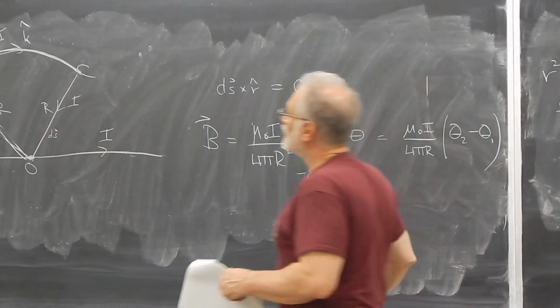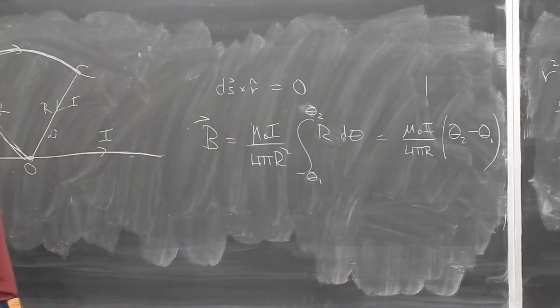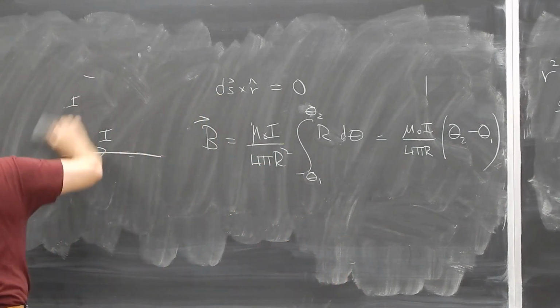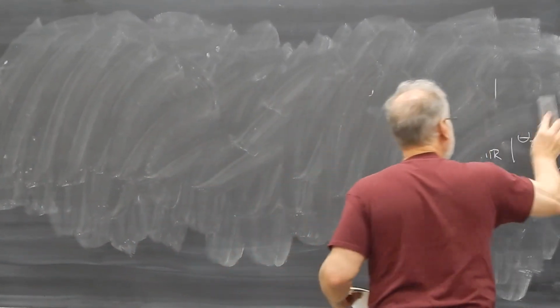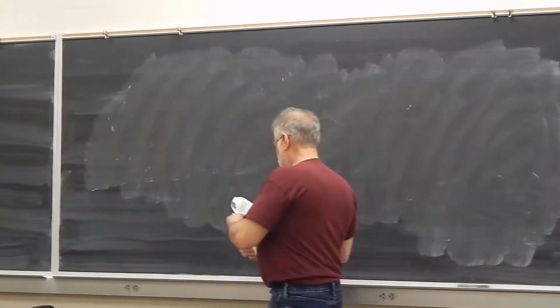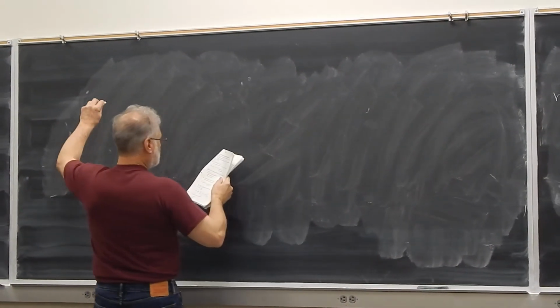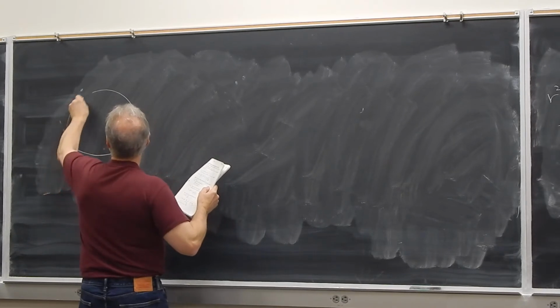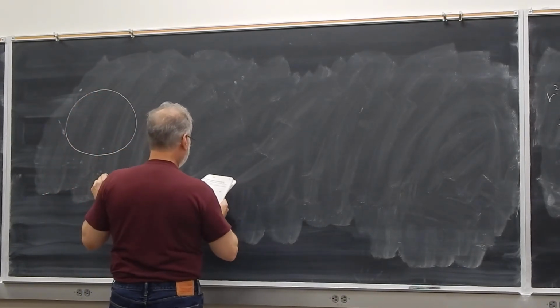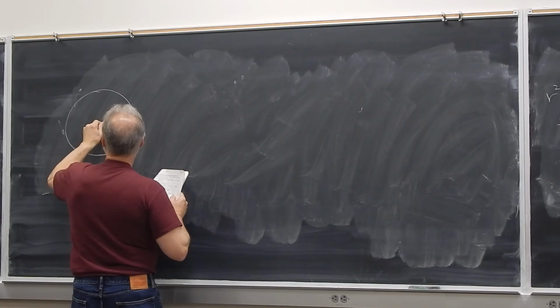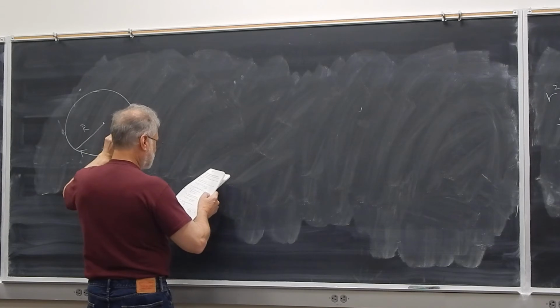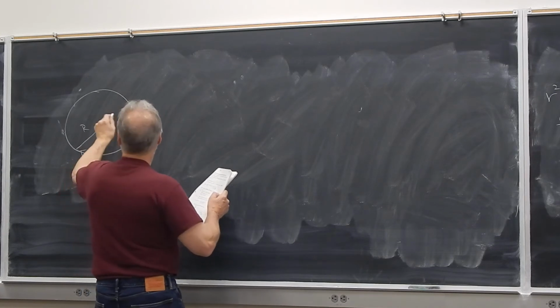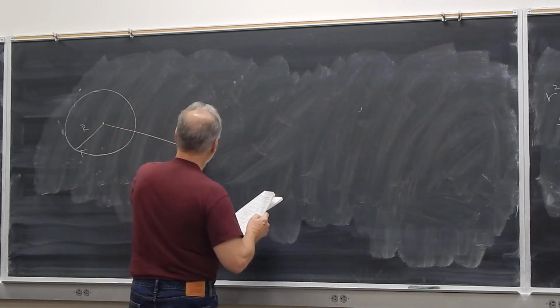We'll do one more example of using Biot-Savart law for magnetic fields, and that's the following example. Suppose I have a circular current loop of radius r, and it's located some distance r from a point along the axis.